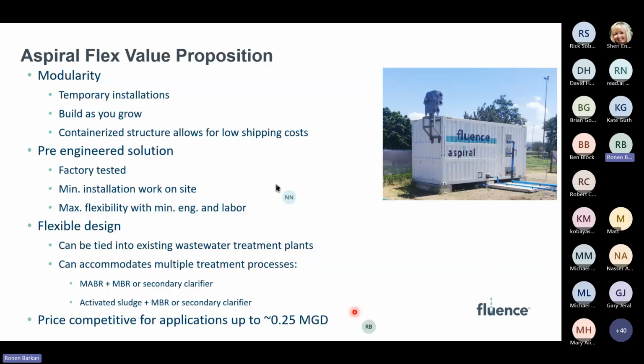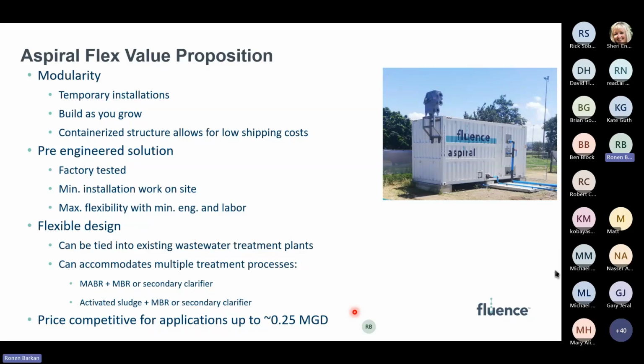So to summarize and to try and stick to time and have enough time for Neri to speak about SUBRE, which is very important, I would say that the value proposition that we're trying to pitch today with the building block approach of the Aspiral Flex product line is the modularity in it. As you could see, the fact that we're building those blocks in certified containers, even though they're water tanks, allows you to move these things. So these are great for temporary installations. We have a couple of clients that are utilizing those systems as mobile units, actually.